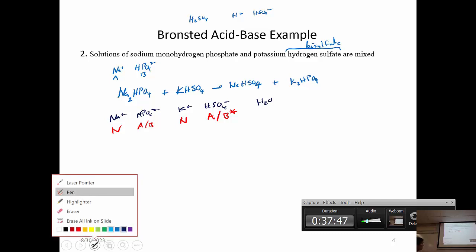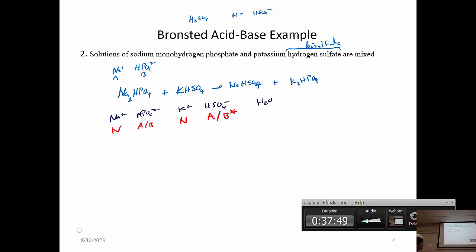And if water is present, water can always act as an acid or base. So we have to factor that in. Sometimes it's the best acid, sometimes it's the best base. So just in case, we'll put water in there. Water has a secondary or primary role. The primary role of water is to act as a solvent. All right. Now, which of these three acids is strongest? Monohydrogen phosphate, bisulfate, or water? Which is strongest?